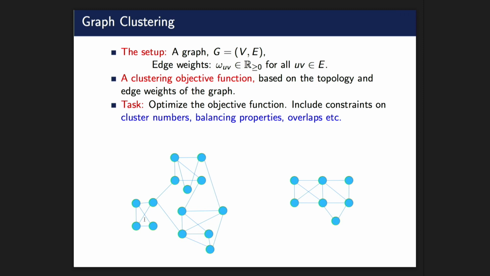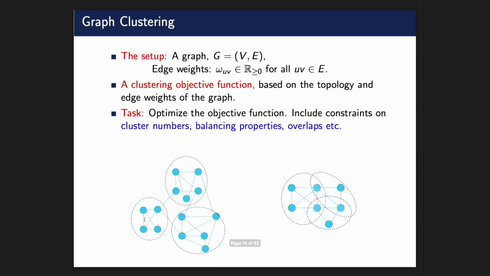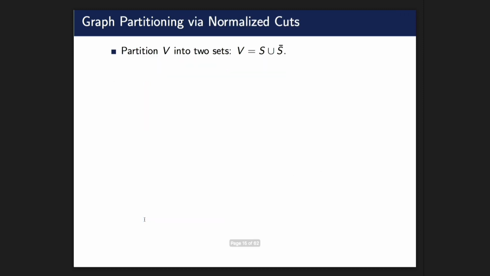Do you want the clusters to be balanced or not? Do the clusters have to have some overlap? And so, for example, this would be a case of graph partitioning with a roughly uniform size of clusters. This would be an overlapping graph partitioning problem. So a lot of these have been around for a long time.